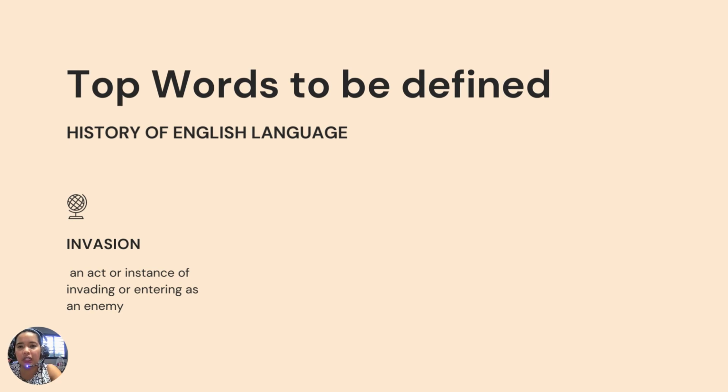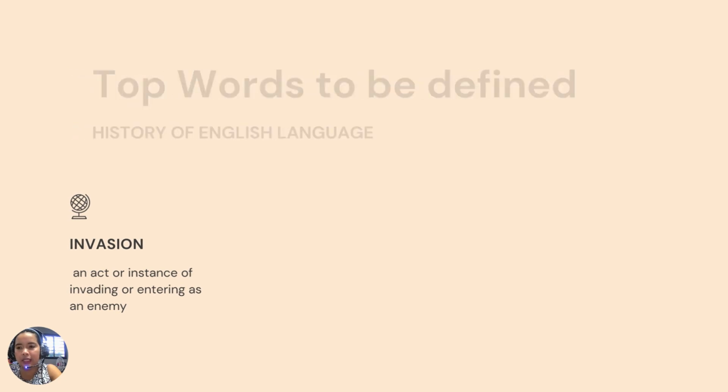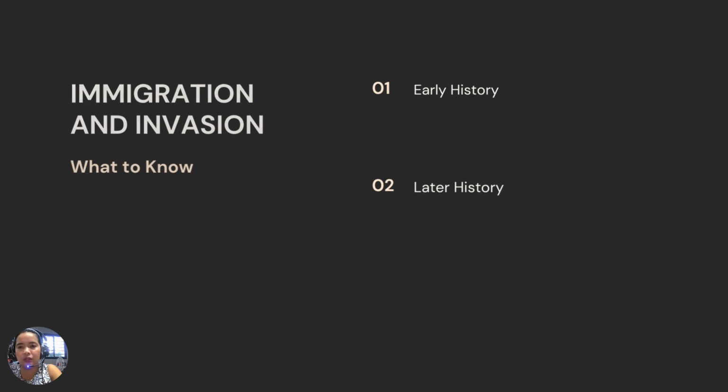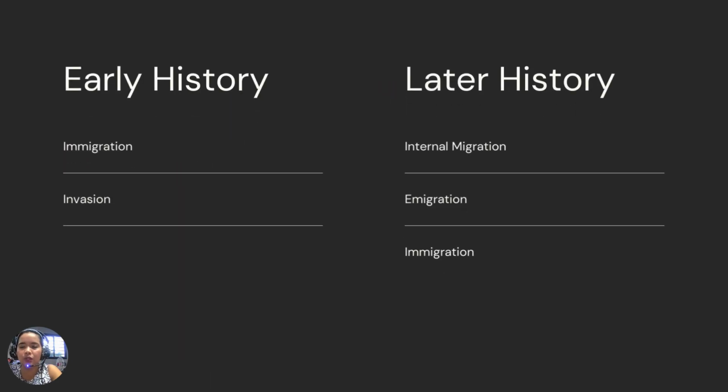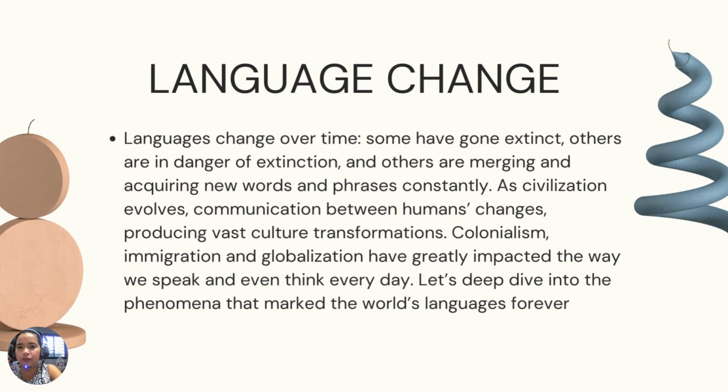So invasion also takes place in language change, wherein this is an act or instance of invading or entering as an enemy. So again, we're going to be dealing with the early history of immigration and invasion, and then also the later history of immigration and invasion. Start with the language change.